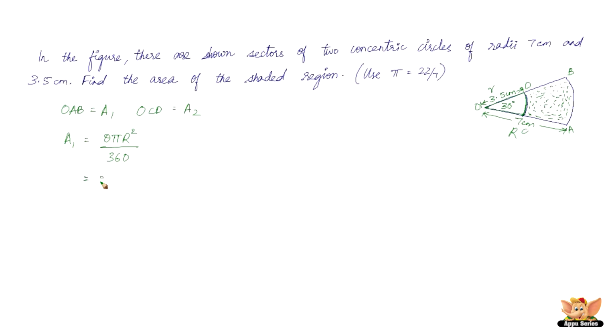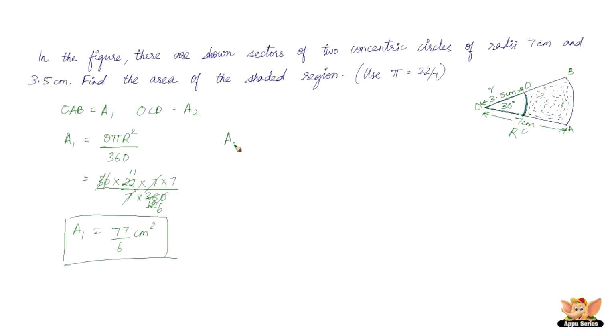Right, so we've got theta as 30 degrees and pi is 22 by 7 and then radius is 7, so it's R square, 7 times 7 divided by 7 times 360, right? So 7 and 7 gets cancelled, 0 and 0 gets cancelled, so 3 times 12 is 36 and 2 times 11, 2 times 6, so we've got 77 by 6 centimeter square. That is the area of the bigger sector or A1, right?